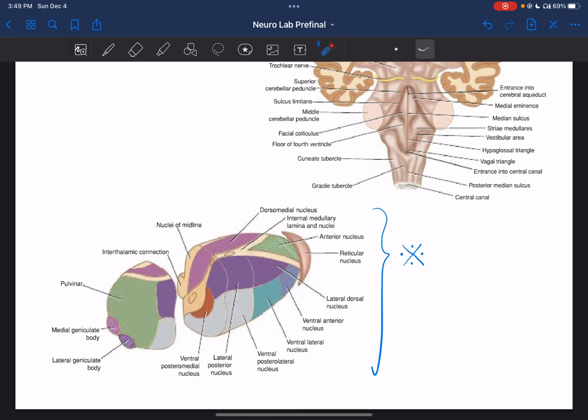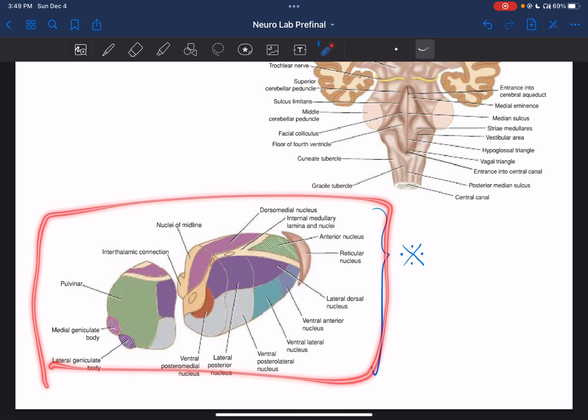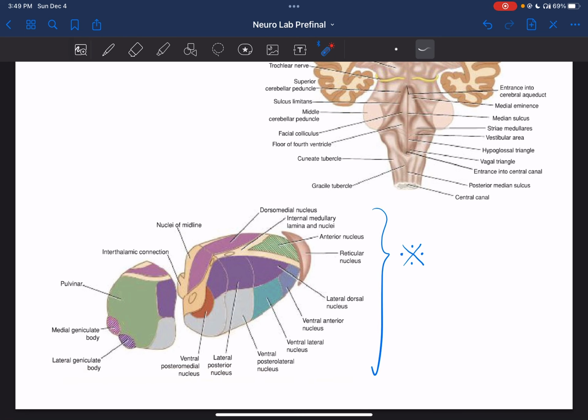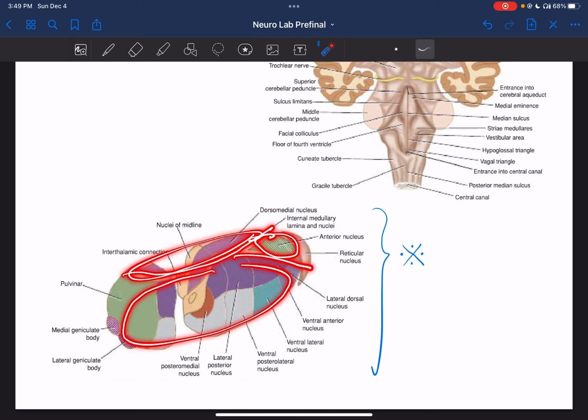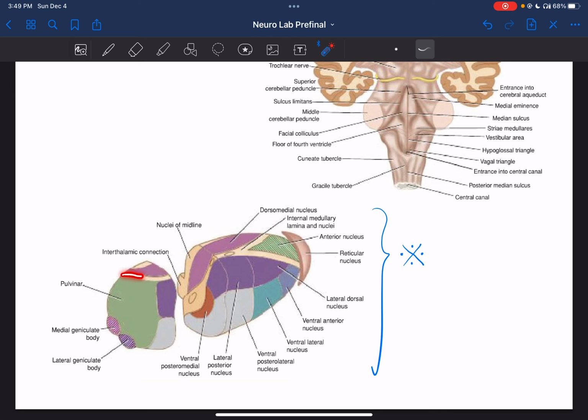Now, this is an individual thalamus here. Okay. Remember the Y-shaped internal medullary lamina, dividing it into anterior, dorsomedial, and lateral dorsal nucleus. This is the internal medullary lamina. This divides the thalamus into nuclei. Okay, and the important fact that you must know here is the interthalamic connection, which is on the medial side of each thalamus that will connect the thalamus on both sides.